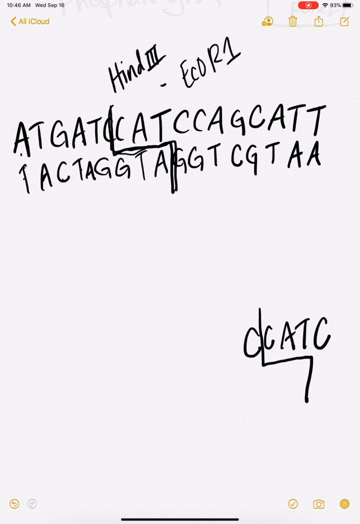So the 5-carbon sugar is deoxyribose. Make sure it's in your notes on the notes pages that you took. The 5-carbon sugar is deoxyribose. That's where DNA gets its name, deoxyribonucleic acid. Anything that ends in ose is a sugar, and so that's how we know it's a sugar.